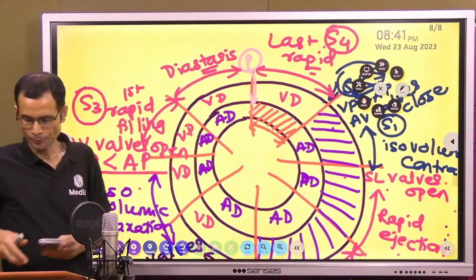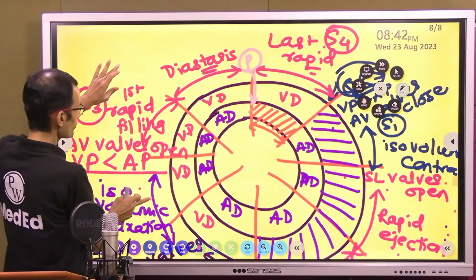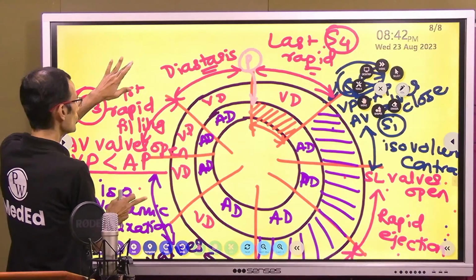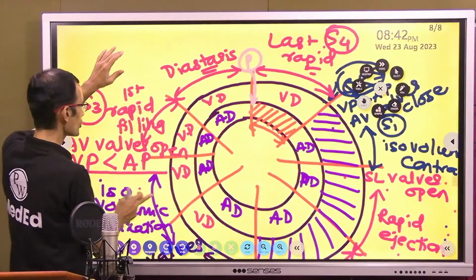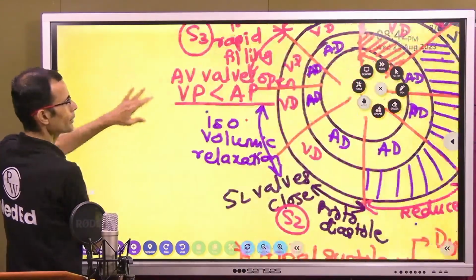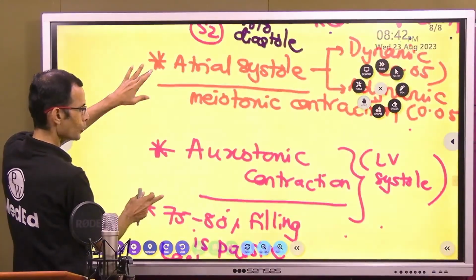So these are the events during the cardiac cycle, and let's just try to make it in one screenshot if possible. I think it's not happening right now. Okay, zoom.